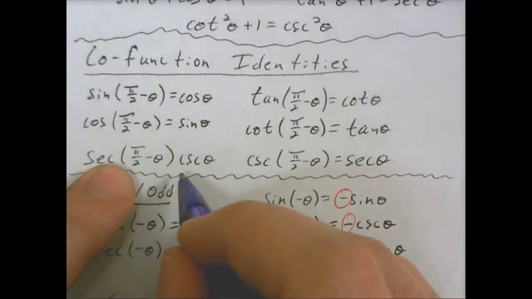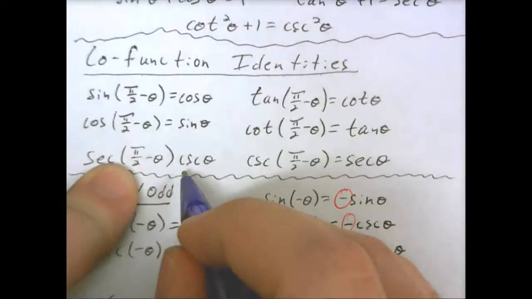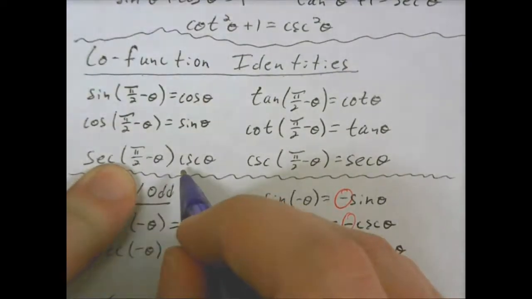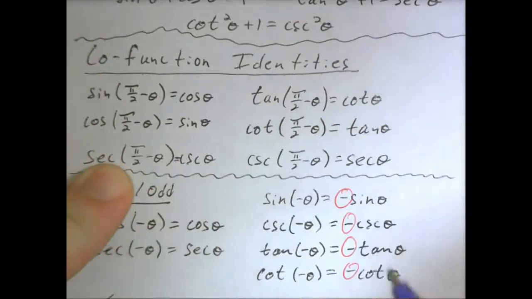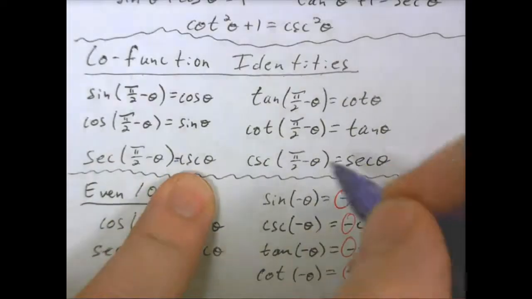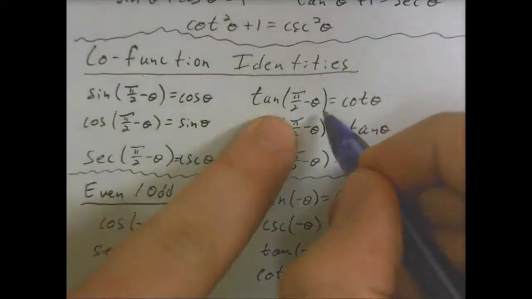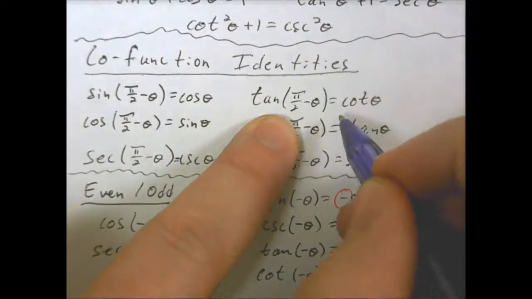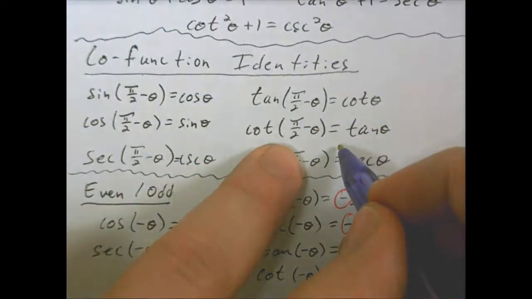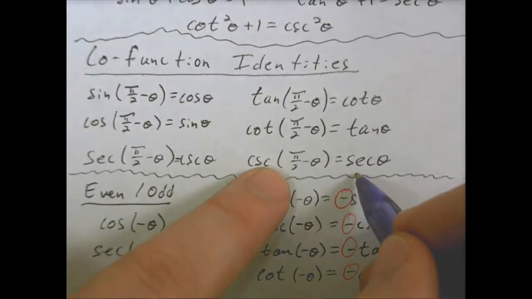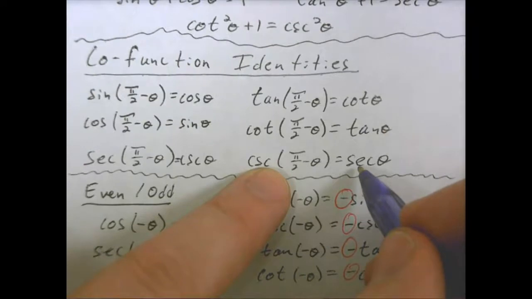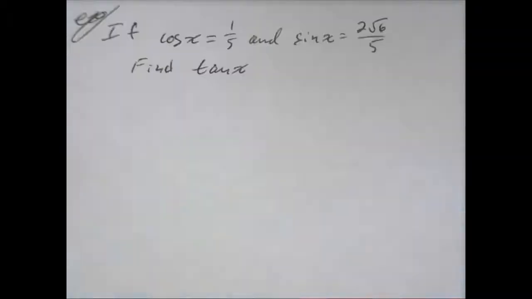Secant of pi over 2 minus theta is cosecant. Tangent of pi over 2 minus theta is cotangent. Cotangent of pi over 2 minus theta is tangent. Cosecant of pi over 2 minus theta is secant. Cofunction identities.